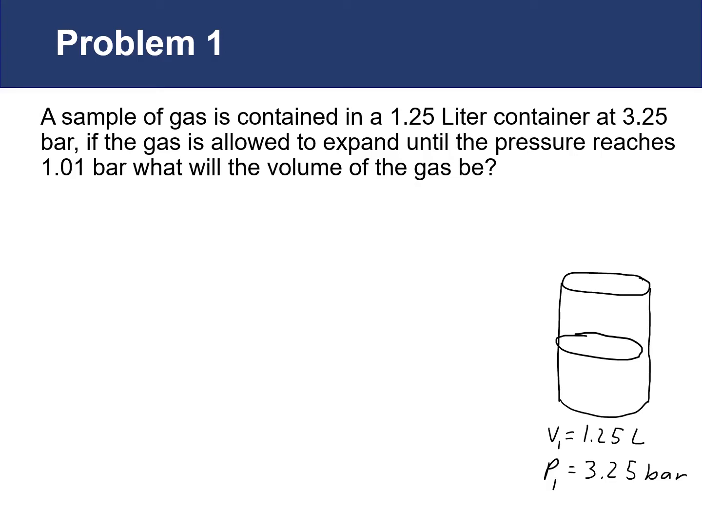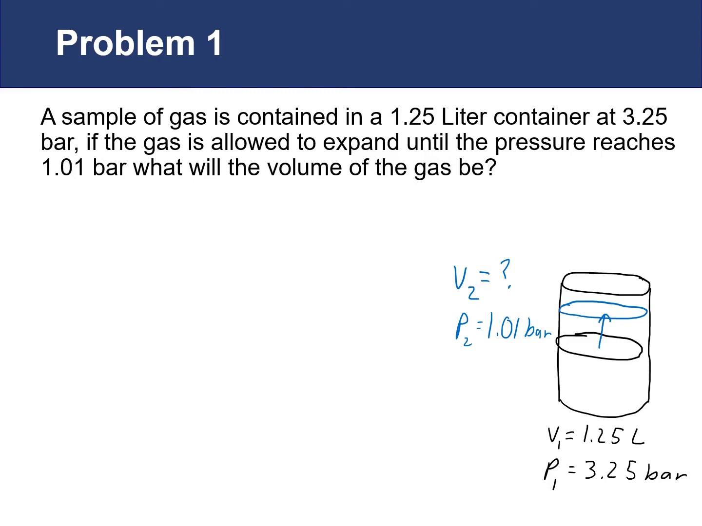Now what we're going to do is let it expand until the pressure reaches 1.01. Because the pressure is going down and we know there's an inverse relationship from Boyle's law between pressure and volume, if the pressure goes down, the volume has to go up. What this tells us is that the piston is going to move up, meaning our volume after the pressure decreases is going to be larger. So our pressure at point 2 is going to be 1.01 bar, and our volume at location 2 is, well, that's what we're trying to find. But what we know is that volume 2 will be greater than volume 1.